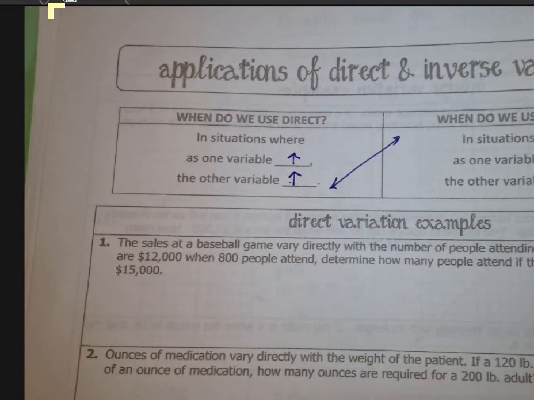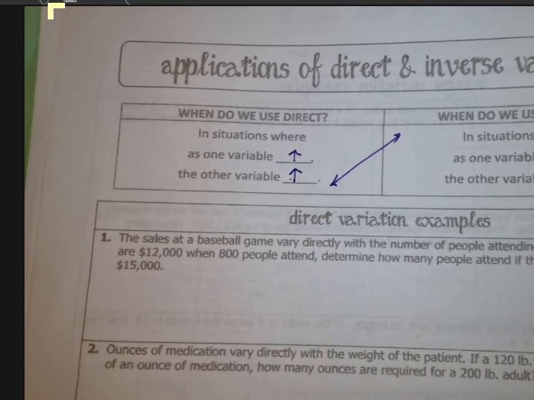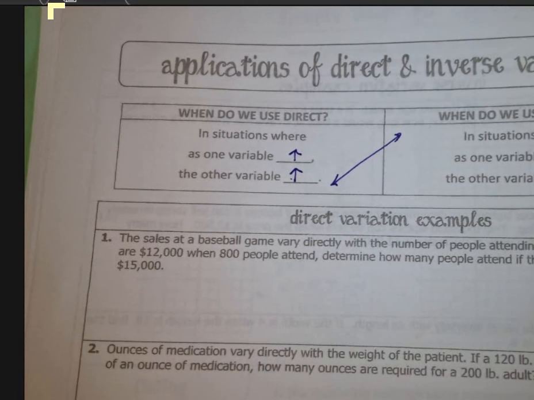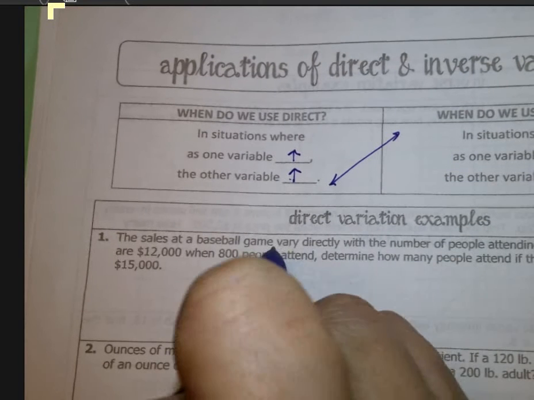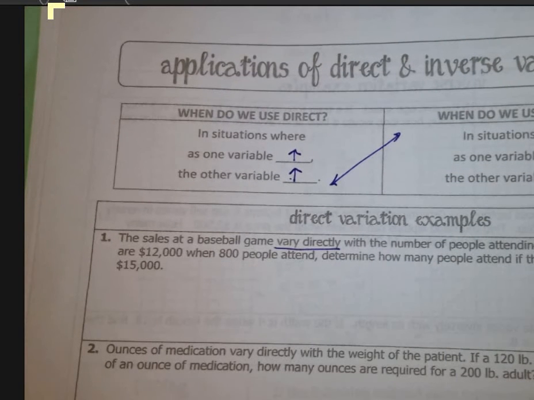So, with that, it's just basically your proportion problems you've had before. I'll write out the important stuff in case you didn't print the page. It says the sales at a basketball game vary directly. That's the big deal you're looking at. Varies directly with the number of people attending. That's why I know it's direct variation.